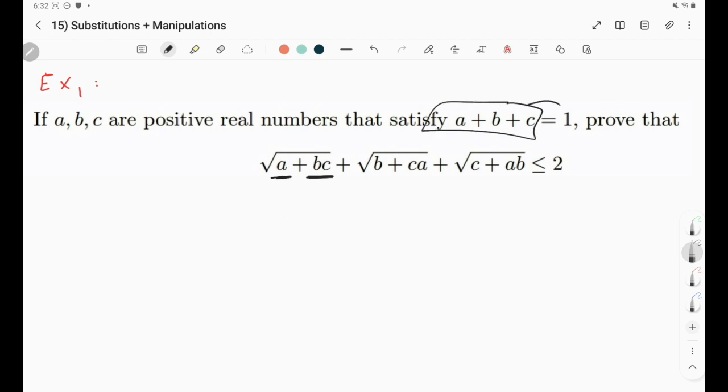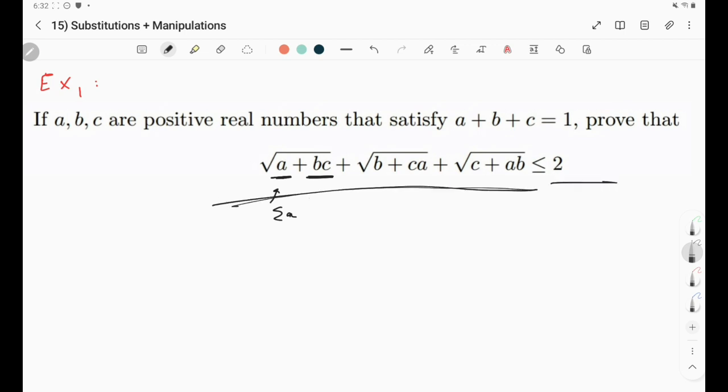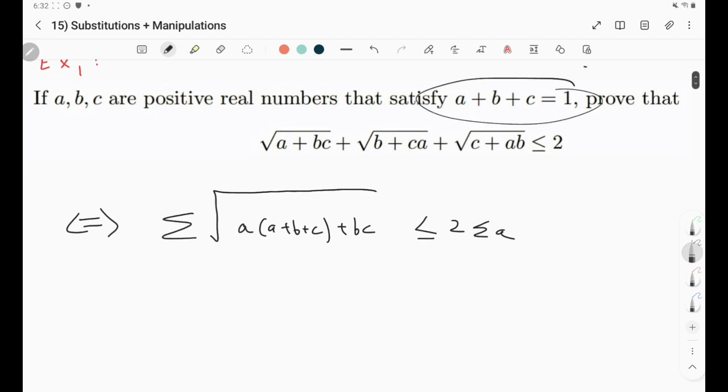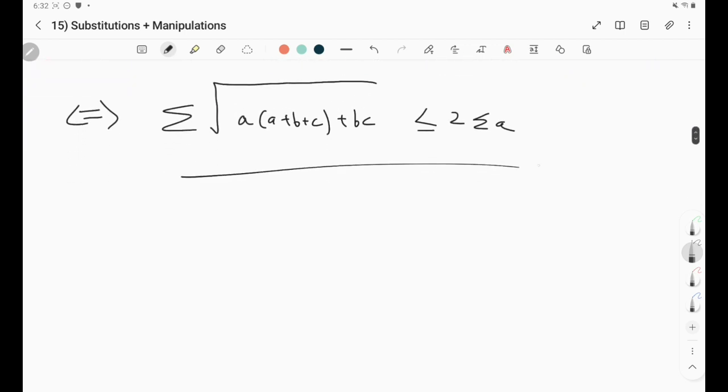Since this is degree 1, this is degree 0, we can just multiply here by sigma a. If you multiply this by sigma a, then this is degree 2, this is degree 2, so all of the LHS is degree 1. The RHS is degree 0. To make it degree 1, you just multiply by sigma a. Now we homogenized everything, so we can prove instead a times (a plus b plus c) plus bc is less than 2 sigma a. Now we can forget totally about the condition and start proving this.